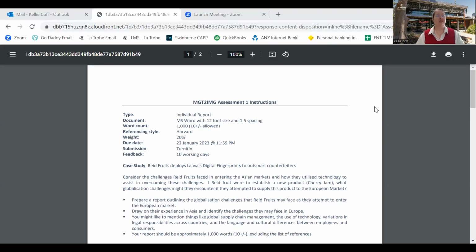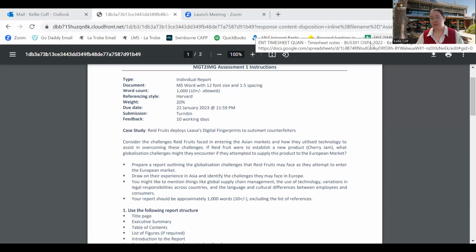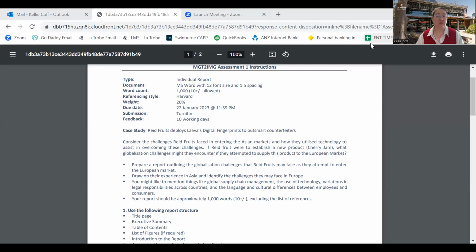Okay, so when we come back to the instructions, you'll see you need to consider what those challenges were that Reed Fruits faced in the Asian market, and then consider them moving into a new market, the European market. What challenges might they face in that market, and how might they overcome those challenges? Technology might still be an issue for them. There may be supply chain management issues that they come across, or different legal responsibilities that they need to abide by. Think about the cultural differences between the existing company in Australia and what the European market will face. Will there be differences in cultures from the employee's perspective or the consumers?